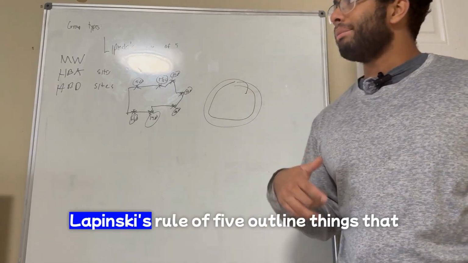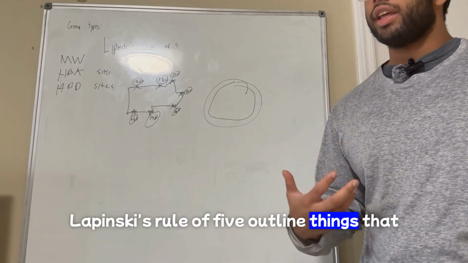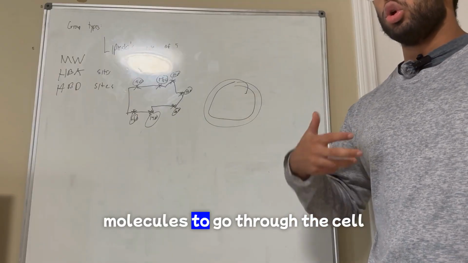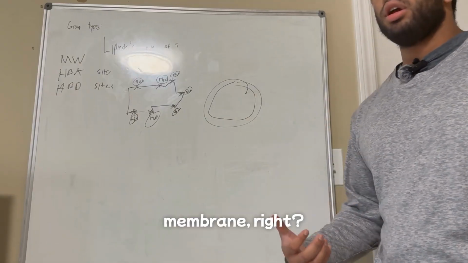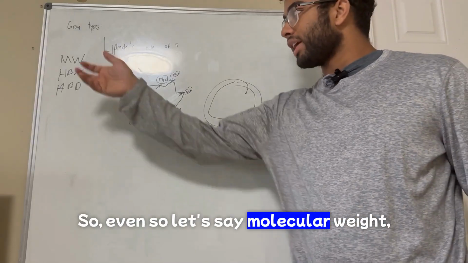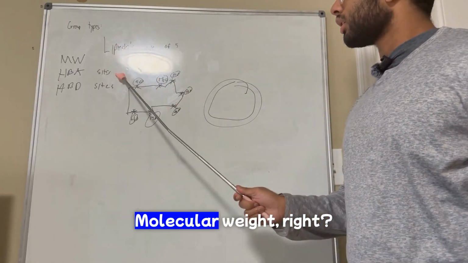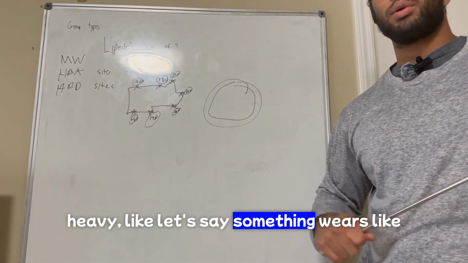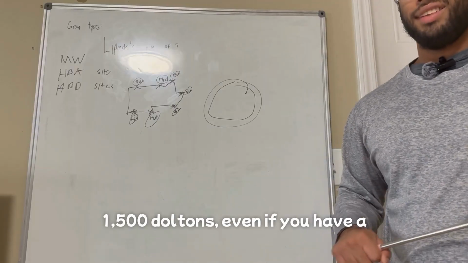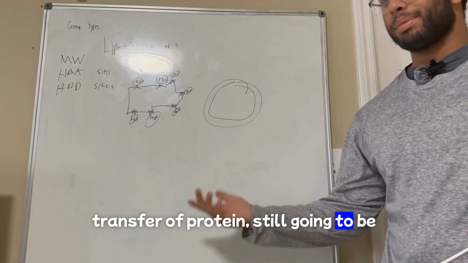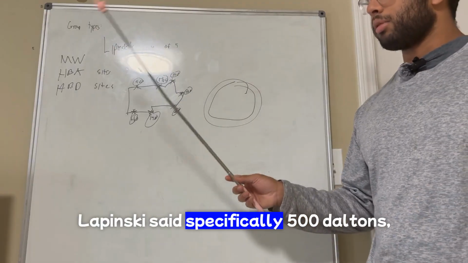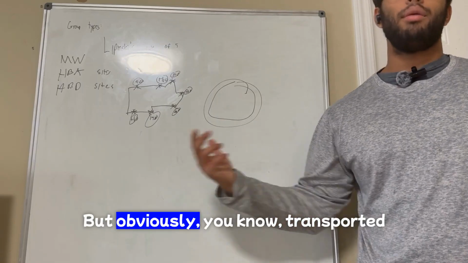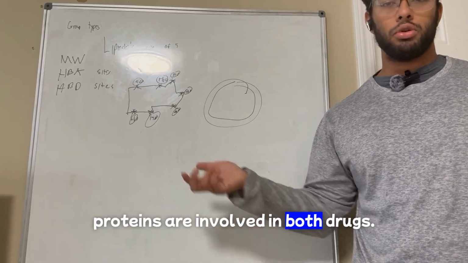Let me explain why. Lipinski's rule of 5 outlines things that make it hard for molecules to go through the cell membrane, right? So let's say molecular weight, right? Molecular weight, if something's too heavy, like let's say something weighs like 1,500 Daltons, even if you have a transporter protein, it's still going to be pretty hard to get across the membrane. Lipinski said specifically 500 Daltons, hey, it's going to be really hard to get across the membrane. But obviously, transporter proteins are involved in most drugs.